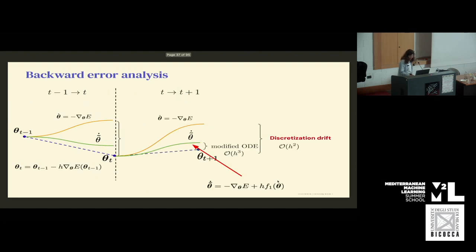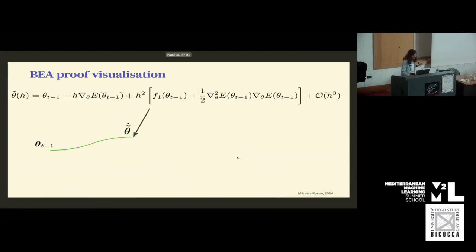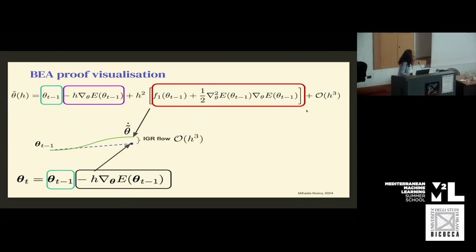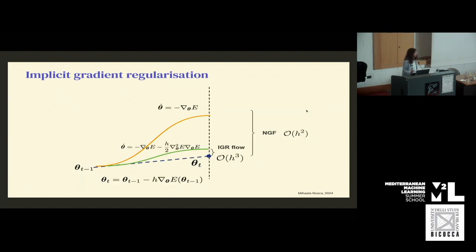We can look at the proof of finding F1 by construction. We know that such a function will exist, such that the order is H to the third. How do we find F1? Well, we do a Taylor expansion of where this ODE would be at time H. It looks like this. We ask, what does gradient descent look like? Well, it's just a gradient update. And then we try to match terms. The only thing we have to do is make sure that the H squared terms are zero, because gradient descent doesn't have any. And that's it. We found F1, and we have a new ODE that tracks the dynamics of gradient descent up to order H to the third, as opposed to H to the second.